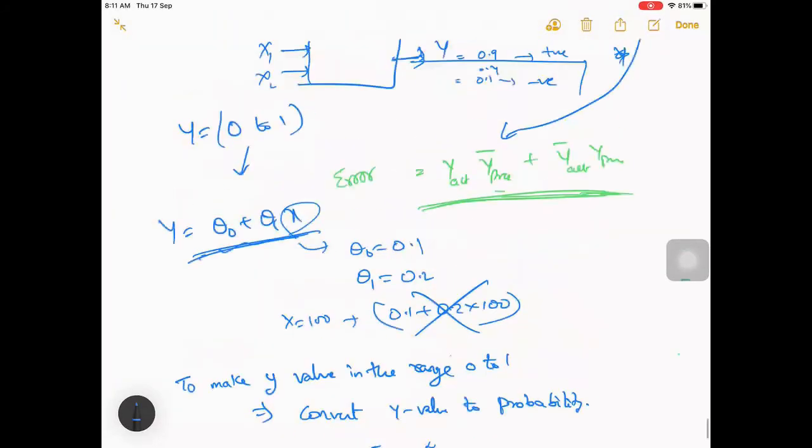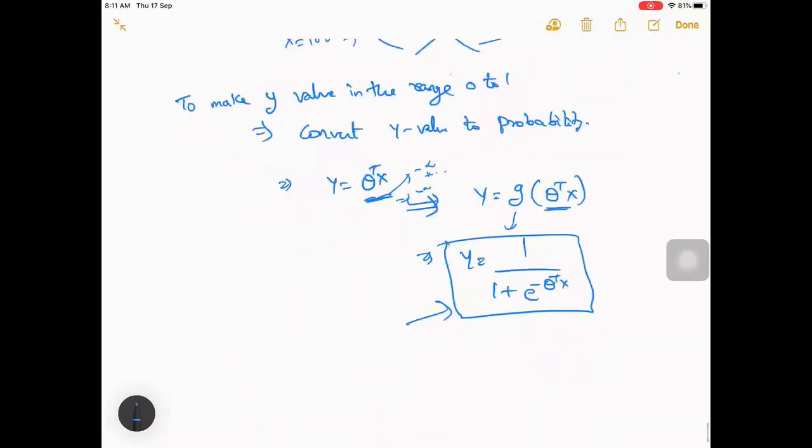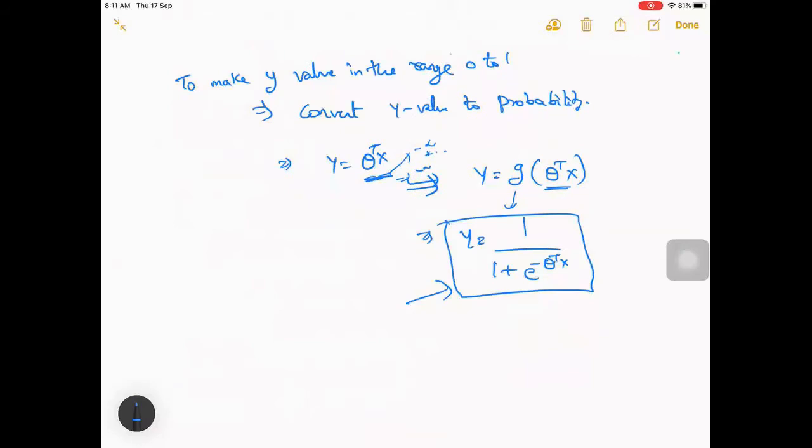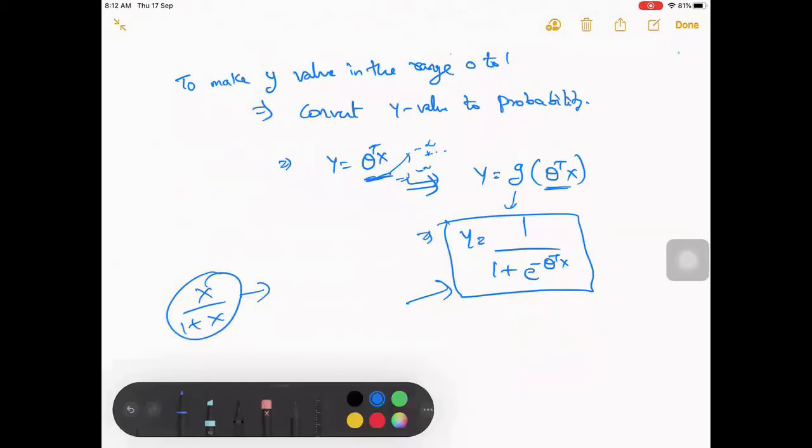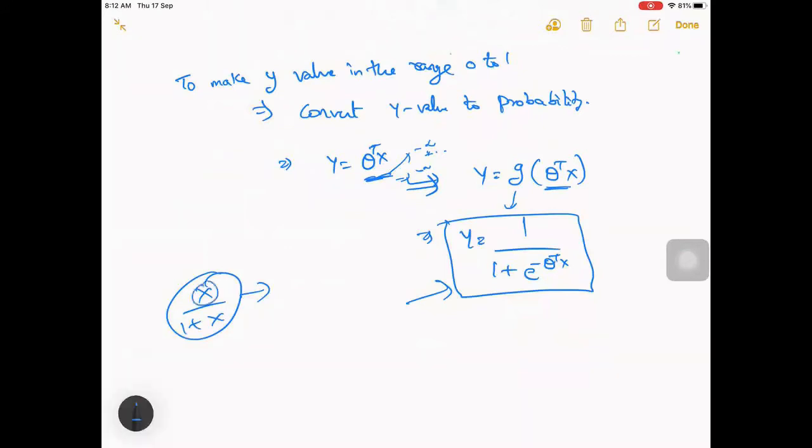Let me plot that graph and show you what it is. If you take just x by 1 plus x, and x is a positive number, then this is always less than 1. If you take 2 by 1 plus 2, that is 2 by 3, which is less than 1. If you take 100 by 101, this is also less than 1. So this is always less than 1 in this case.